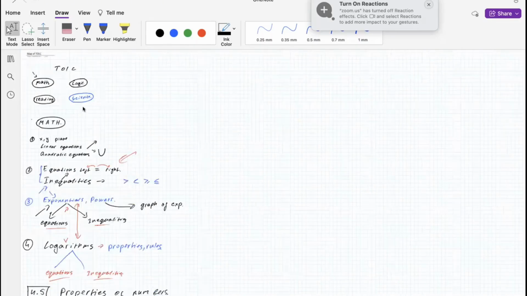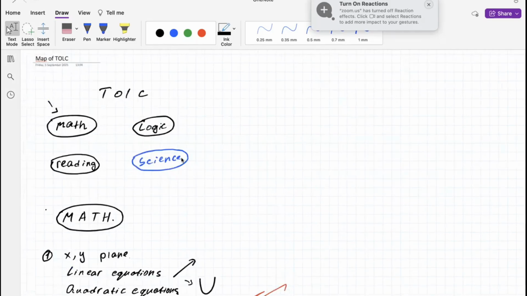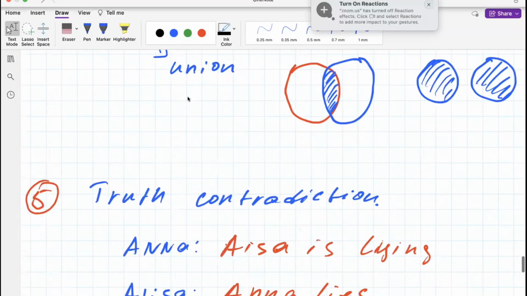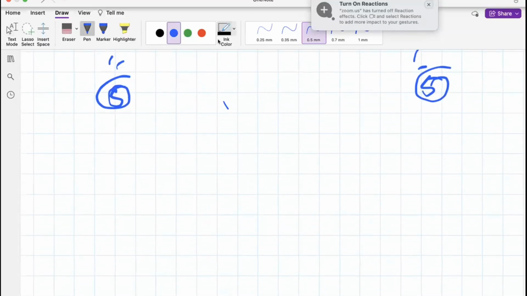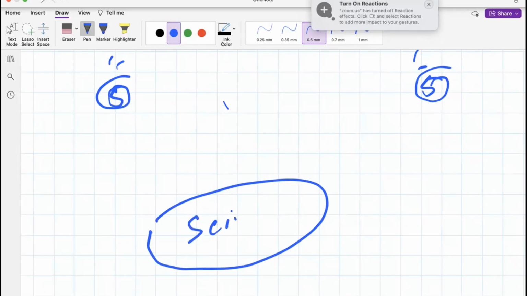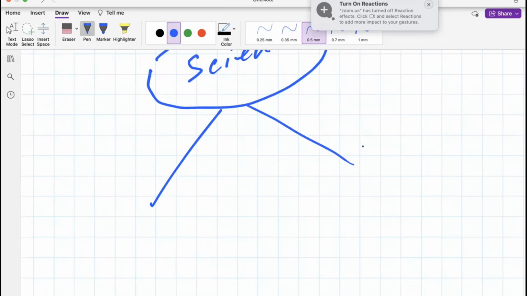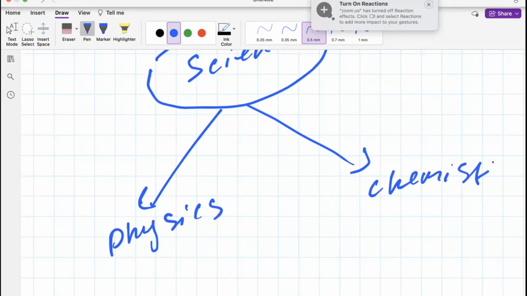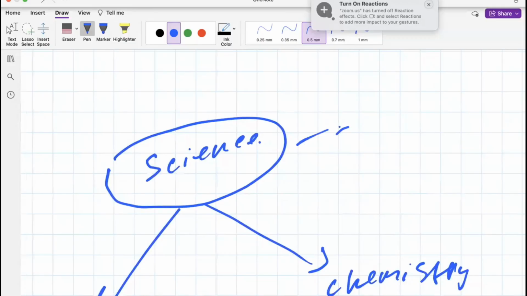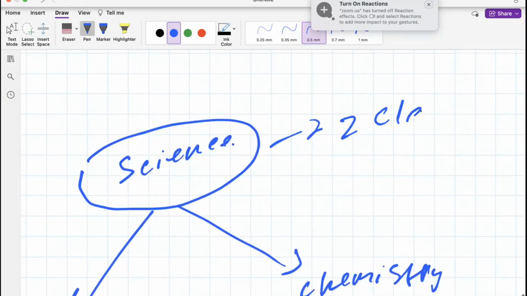Okay, good. And the last part, basically this is the part for those who are doing the science TOLC. So let me write science. And science is basically a mix of physics and chemistry. So we'll have two classes to complete the whole science.